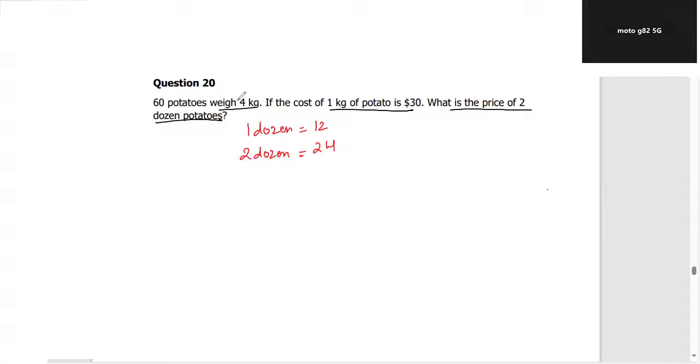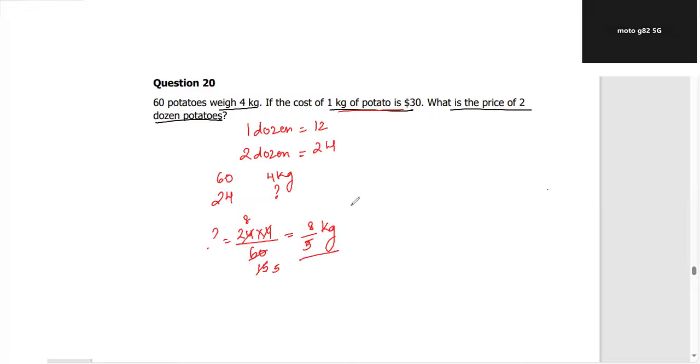60 potatoes weigh 4 kg. Okay. And 1 kg costs so much. So basically 24 potatoes will weigh how many kgs? So if 60 potatoes weigh 4 kg, then 24 potatoes will weigh how many kgs? So that will be 24 into 4 divided by 60. That will be 4 ones are, 4 15s are, then 3 8s are, 3 5s are. So it will be 8 over 3 kg.